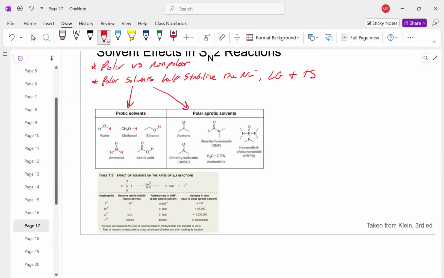I'm going to take a second, and I want you to see if you can see a structural difference between them. They're all polar, but what is a noticeable difference between these solvents? In protic solvents, there is a hydrogen bonded to a highly electronegative atom.